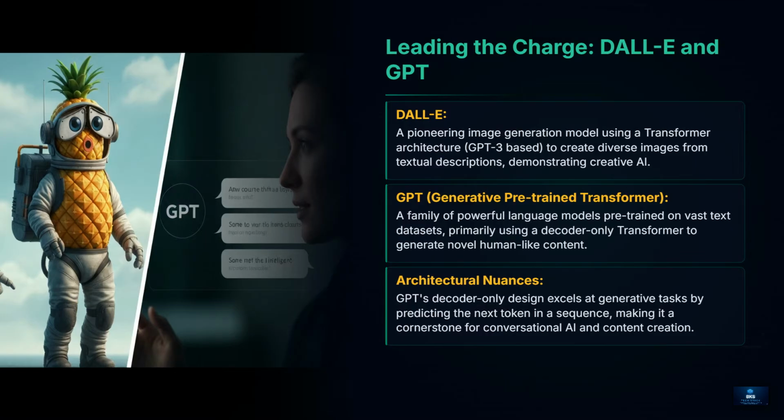Let's look at some leading transformer models. DALL-E showcases the creative power of AI, generating stunning images from text. Then there's the GPT series, which with its decoder-only architecture has become the backbone of advanced text generation and conversational AI, producing remarkably human-like content.